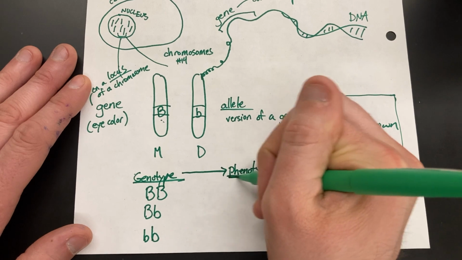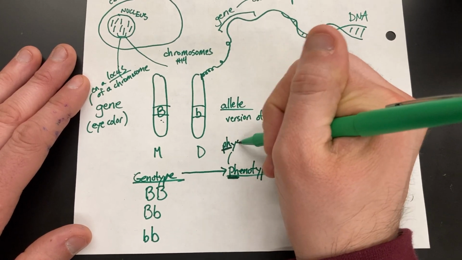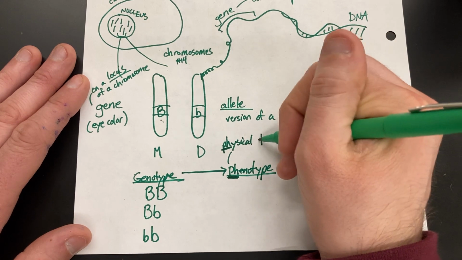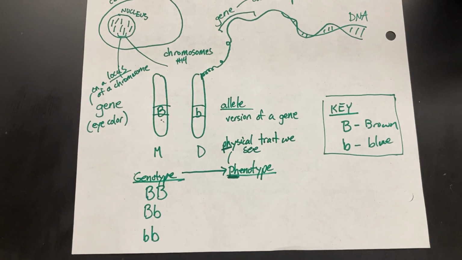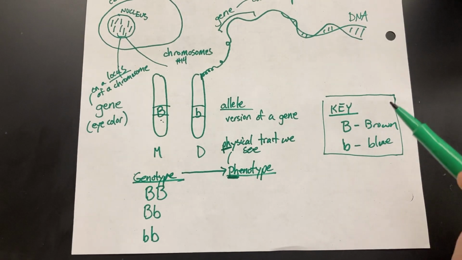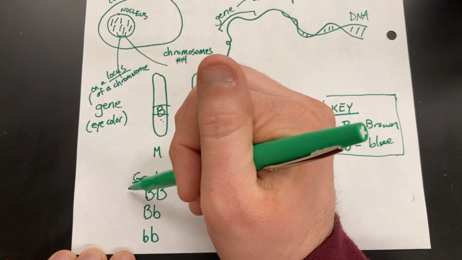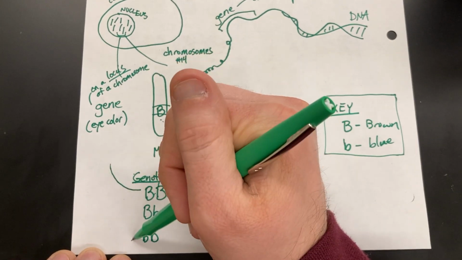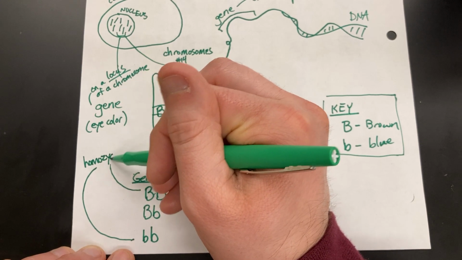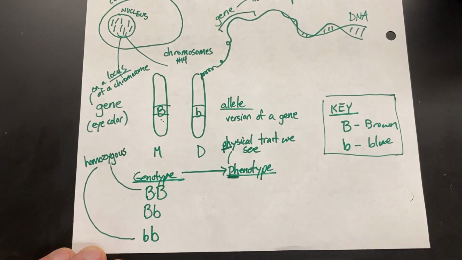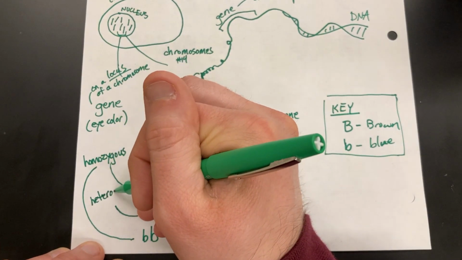So phenotype, I like to really focus on this PH. That is the physical trait we actually see. And then just a reminder on some of our other terminology we've talked about before, big B, little b, these are both examples of genotypes that we call homozygous because they have the exact same alleles. Whereas if you had 2 different alleles, that would be considered heterozygous.